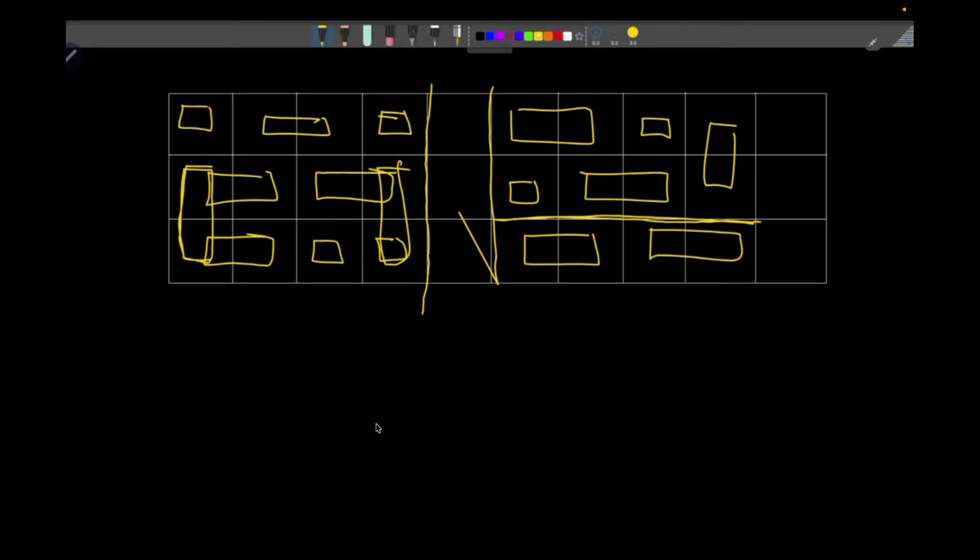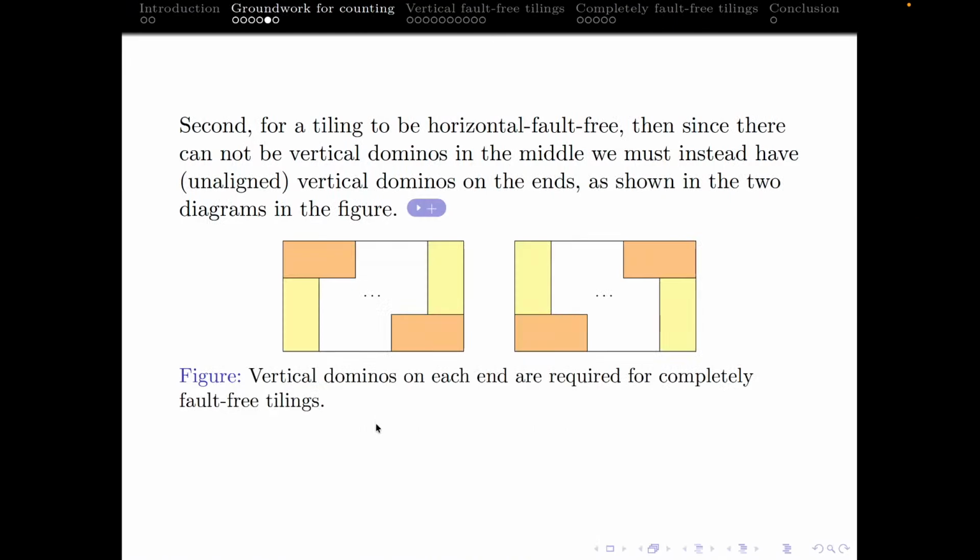So to avoid those horizontal faults, we have to place vertical tiles somewhere, either here and here. We cannot place it both here and here, because then we are only covering one fault. So we have to place it here, or otherwise we can take the mirror image of this, and then we see that the vertical tiles can go here and here. That is not very clear, but you get the point. So these are the only two configurations which are possible if the tiling has to be horizontally fault free as well.